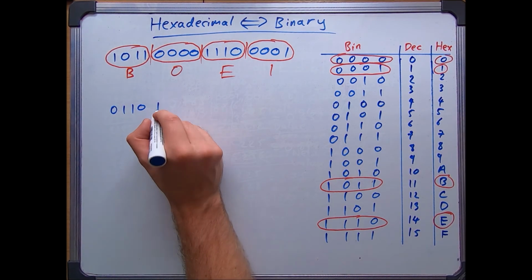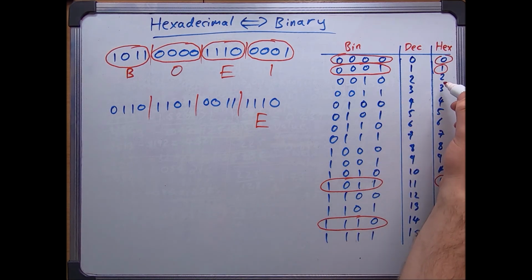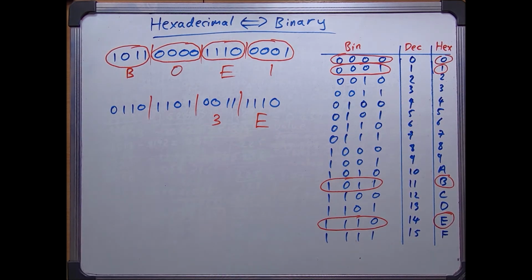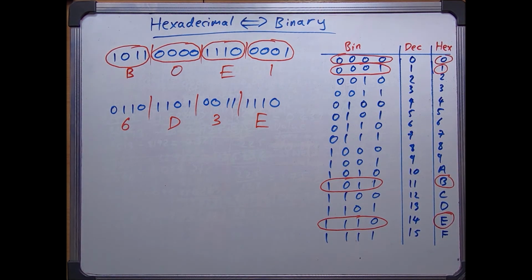I can try another. Split into blocks of 4 bits. The first block is 1110, which is E. The second block is 0011, which is 3. The third block is 1101, which is D. And the last block is 0110, which is 6. So the hexadecimal value is 6D3E.